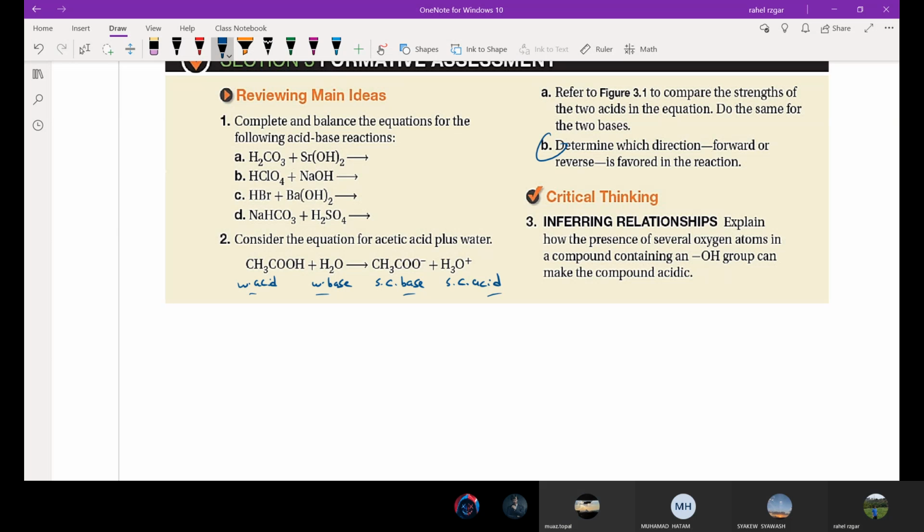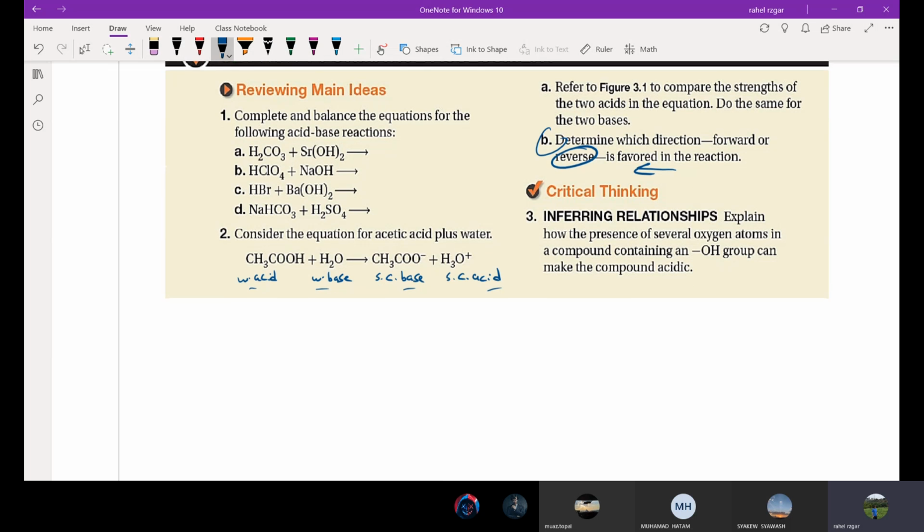Very good. Towards which side? Towards the left side, towards the weaker side. Always in a reaction, the favorability of a reaction is towards the weaker side. That's why it will be towards the left, which is the reverse reaction. Okay.